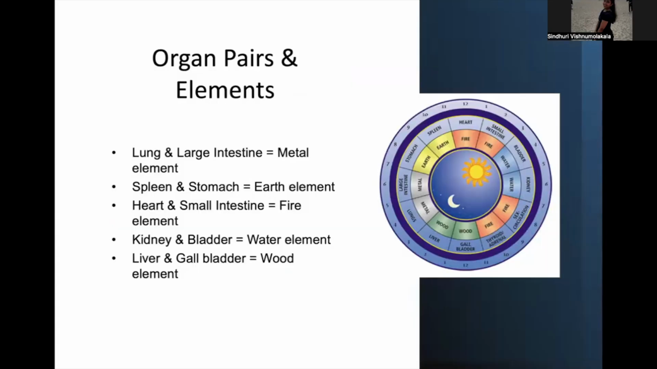Now let's understand the organ pairs and the elements. As we all know, we have 5 elements in this universe, and they are linked to the meridians. The lung and large intestine are linked to the metal element, whereas the spleen and stomach are linked to the earth element. Heart and small intestine represent fire, kidney and bladder represent water, liver and gallbladder represent the wood element.